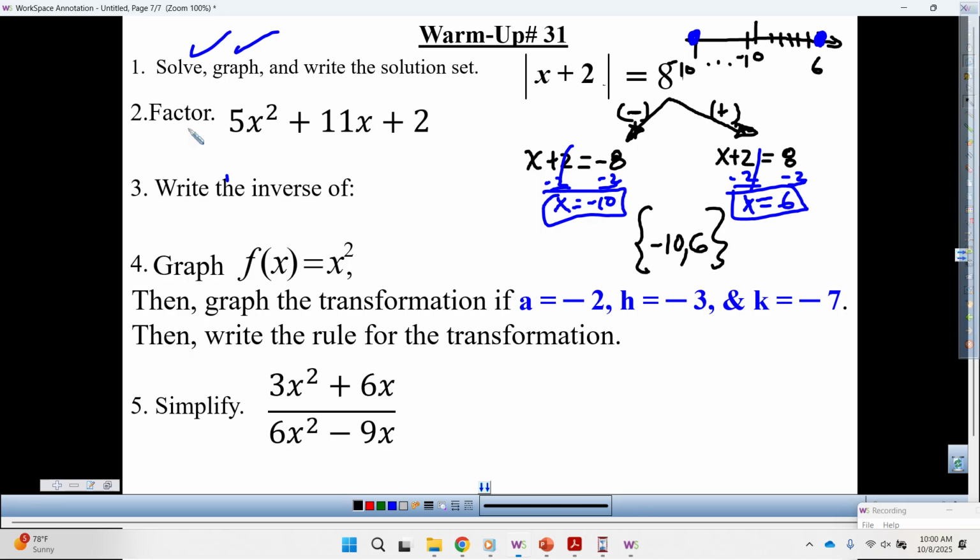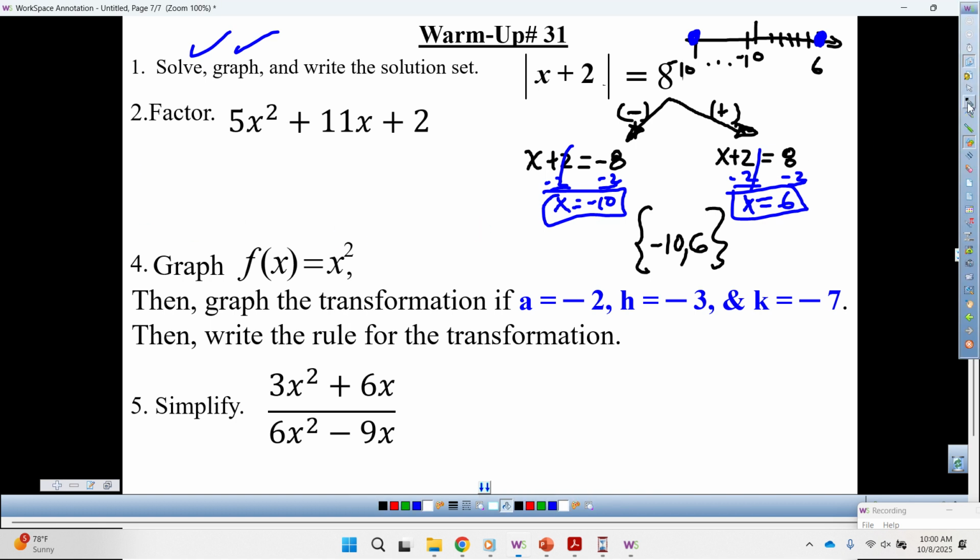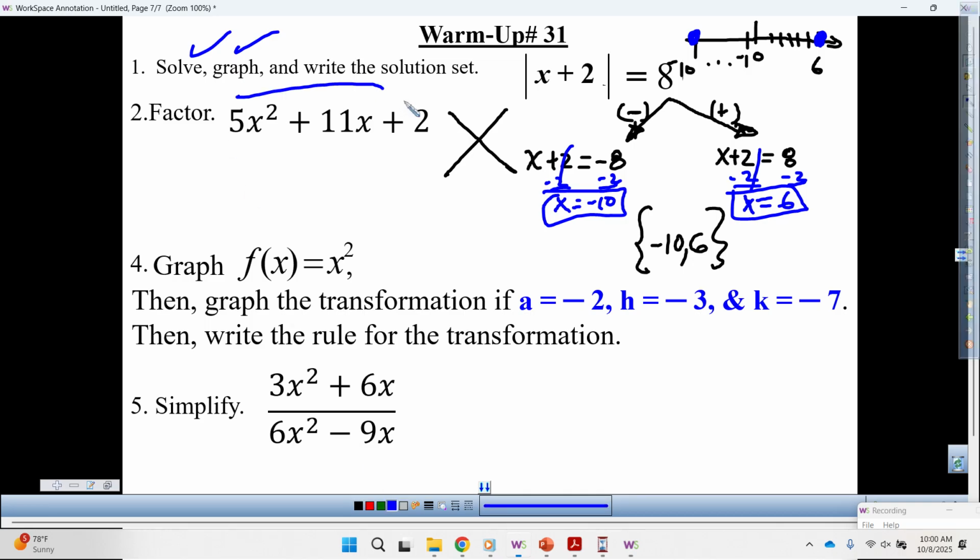Number 2, factor. All right. Very similar to the one we did yesterday. Is there a GCF or anything that divides all three terms? No. So, what is 5 times 2? 5 times 2 is 10. Next, 11 goes down here. What two numbers multiplied give me 10 that when you add them give us 11?